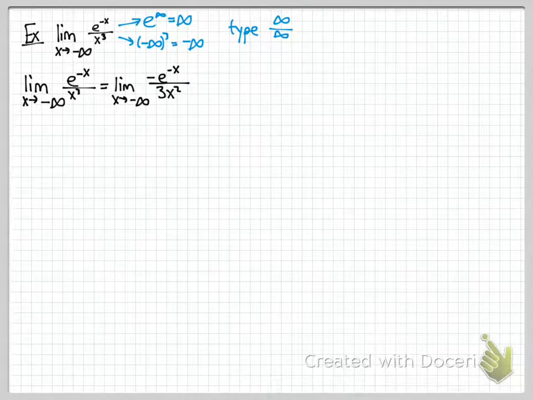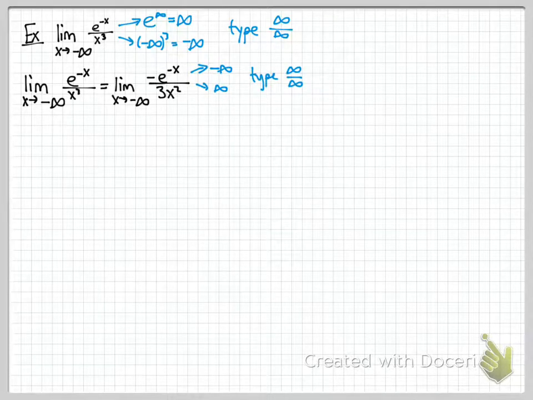That is, I replace the numerator, e to the negative x, with its derivative. The derivative of e to the negative x is e to the negative x times the derivative of the stuff negative x, so that's negative e to the negative x. And I replace the denominator, x cubed, with its derivative, 3x squared.